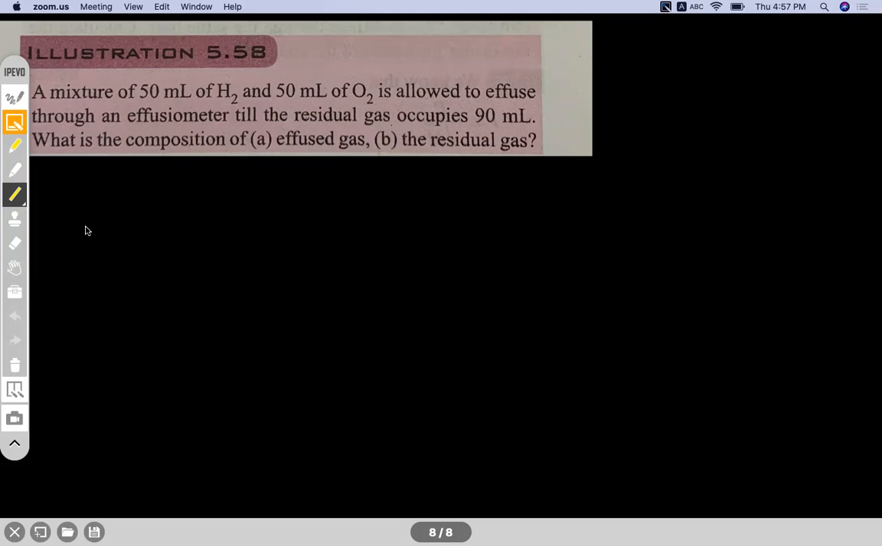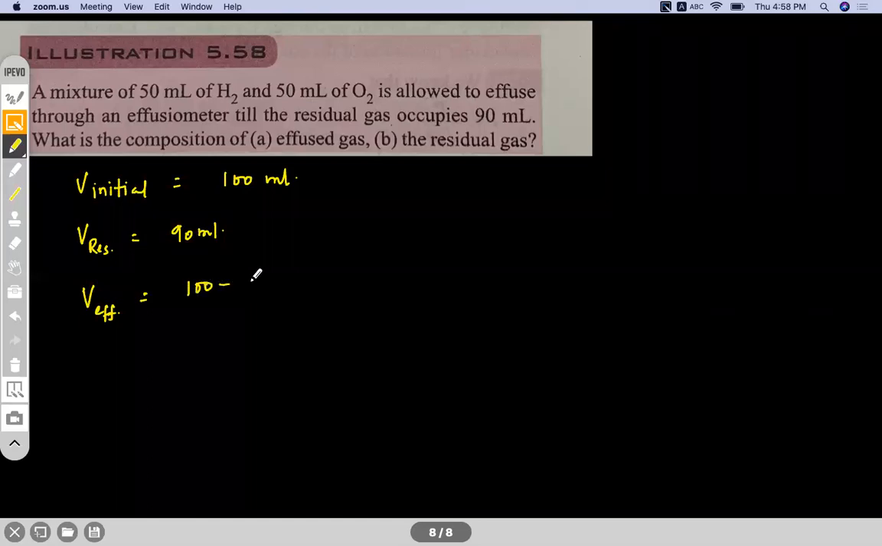Yeah, that's right, Aditya. That's correct. So simple one, you see. 50 ml of H2 and O2 is allowed to effuse through an effusiometer till the residual gas occupies 90 ml. Okay, so initial volume V initial we have is 100 ml. Residual gas means the gas which is left. So volume of the residual gas is 90 ml given in the question. So volume of effused gas is equals to what? Initially it was 100, 90 is present now. It means 10 ml has been effused.